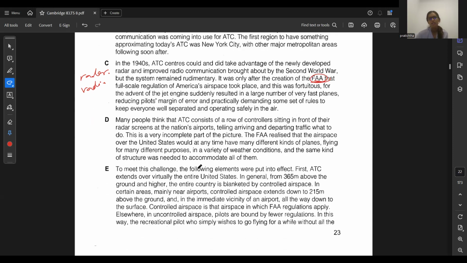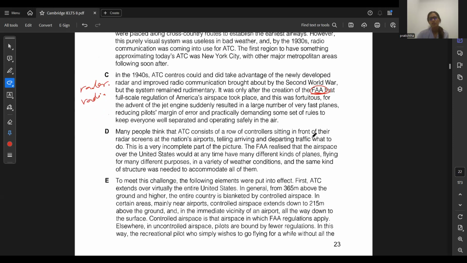Then D: many people think that ATC consists of row controllers sitting in front of their radar screens at the nation's airports. This is a very incomplete picture. The FAA realized that the airspace of America would at any time have many different kinds of planes in a variety of weather conditions. So it's talking about realizing the weather conditions, and about some controllers. To meet this need, the following elements are put into effect.